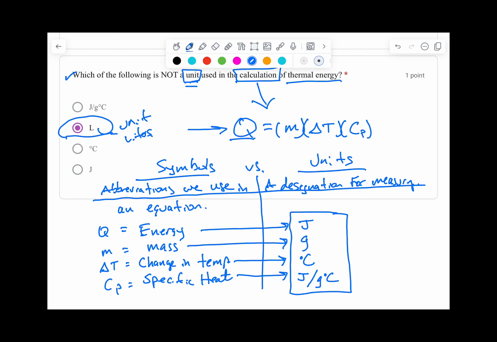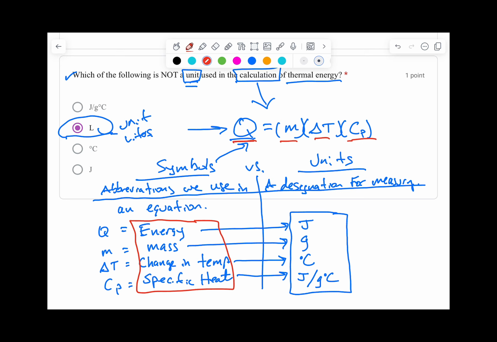So this is one of those things right here that kind of trips students up. And part of it is that you have to know the difference between a symbol and a unit. And again, you guys, units are what we're using in order to designate a measurement. And a symbol is what ends up being in an equation. Think of it this way, you guys. If we had to write out all of these words instead of using these symbols right here, this equation would be 4 times longer.